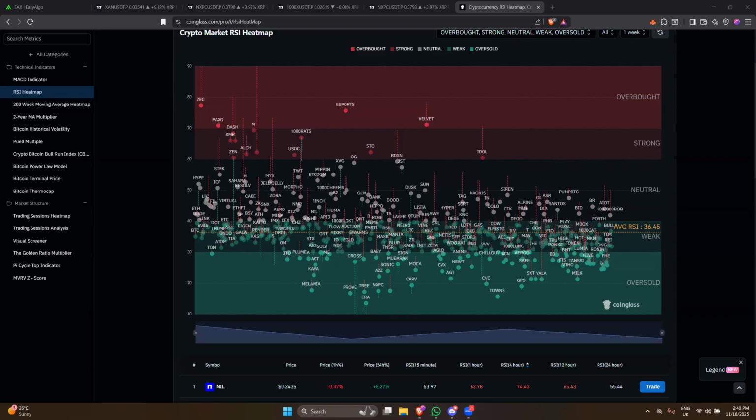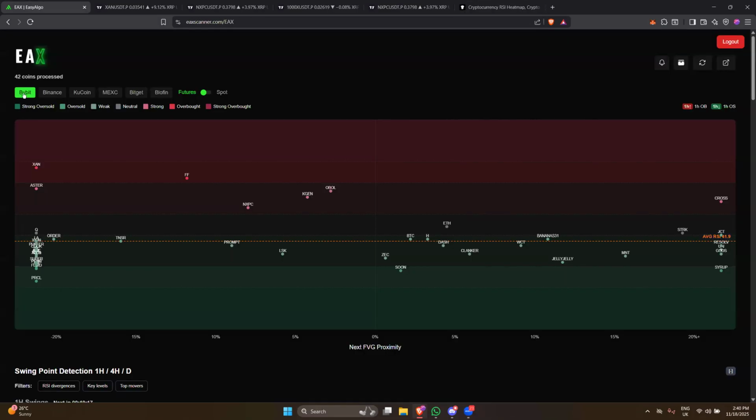While we are 5 minutes early, I'm just going to do a quick run through of how this works. So EAX pulls through the top 42 coins from each exchange that have had the most movement. Basically, if it's got a lot of movement, clearly there's action happening.